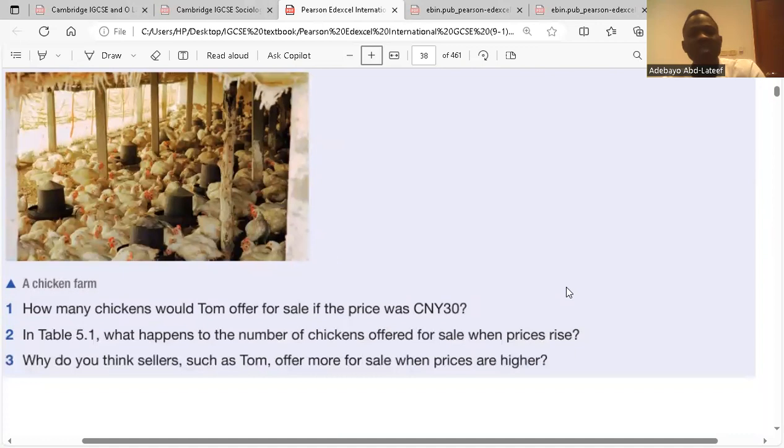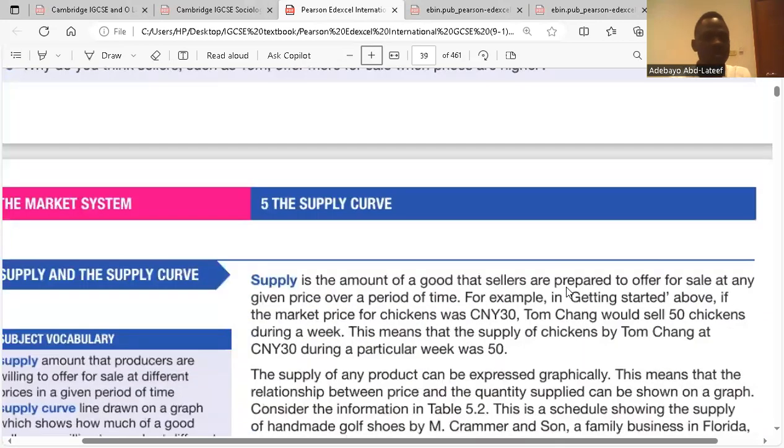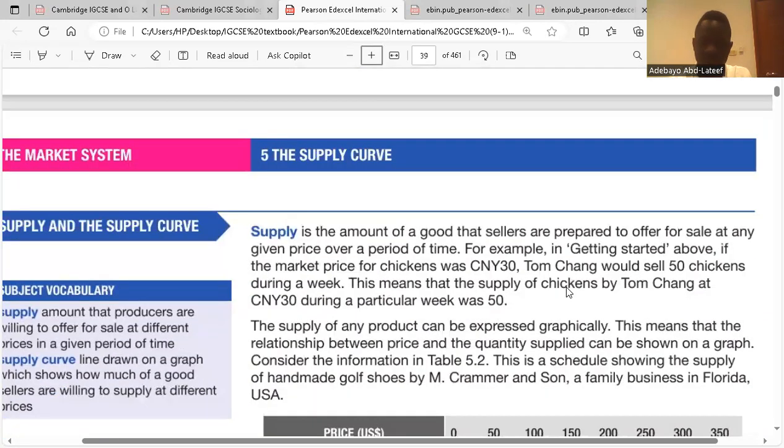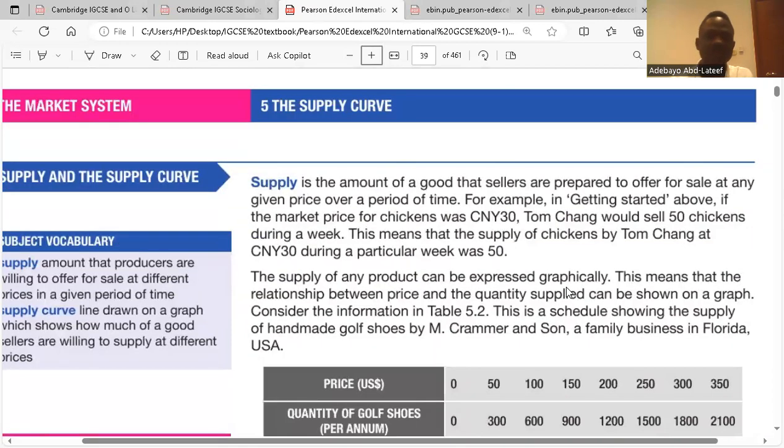Question 3. Why do you think sellers such as Tom offer more for sale when prices are higher? They want to maximize revenue. That's why they offer more. When the prices are higher, they want to maximize revenue, at the same time maximize profit. Clear? I'll go to the topic already.